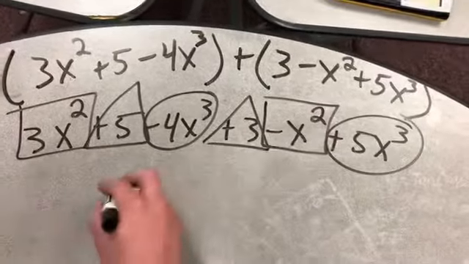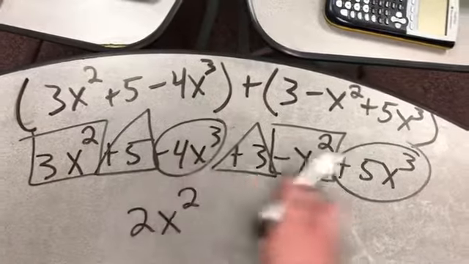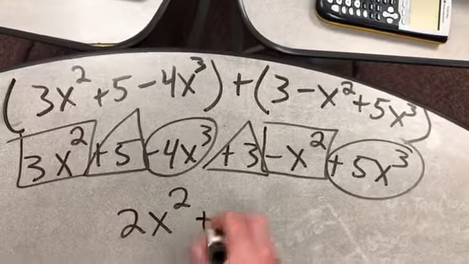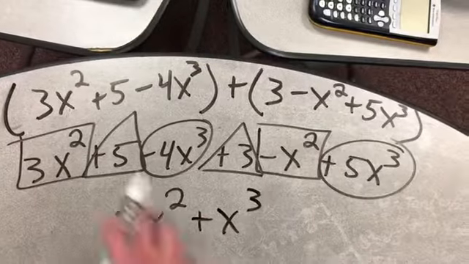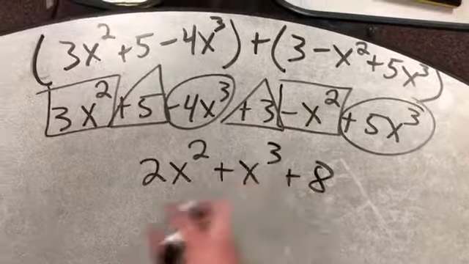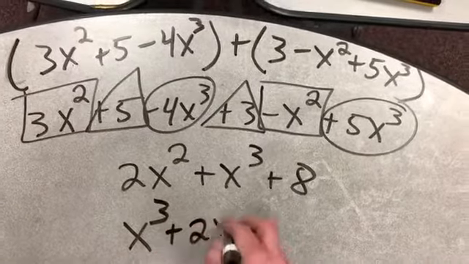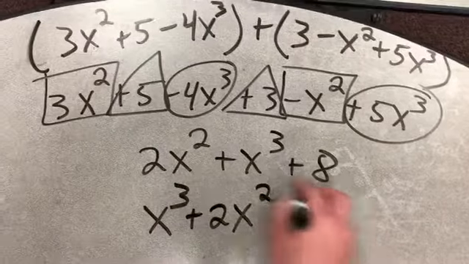3x squared minus x squared is 2x squared. Negative 4x cubed plus 5x cubed is just x cubed. 5 plus 3 is 8. And then usually your final answer, you should have your biggest exponents first, and then you should go in order down to the constant. So I would reorder your problem like this.